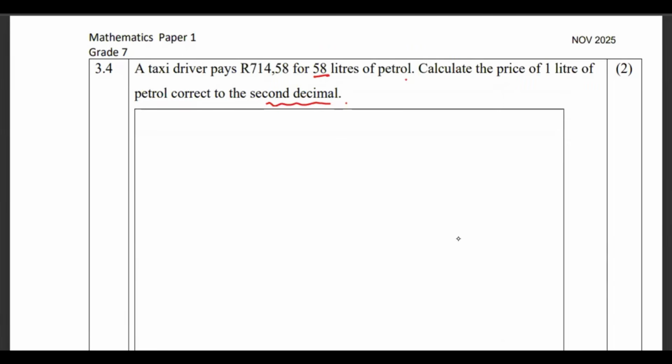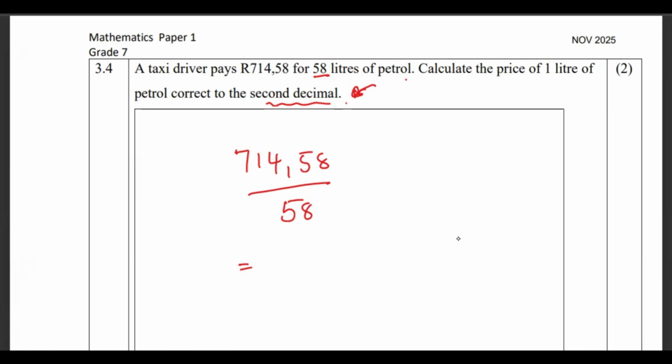Because now when you get questions like this, they want answers in decimals. And it might take forever for a learner just to get this using long division. So what I believe, learners should use those small calculators that are not really scientific and fancy. But let's see. They want the price of 1 liter, meaning that we're going to get the 714,58 and then divide it by the 58 to get how much it is for 1 liter.